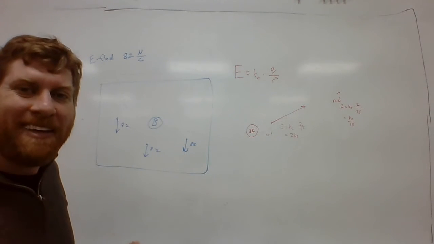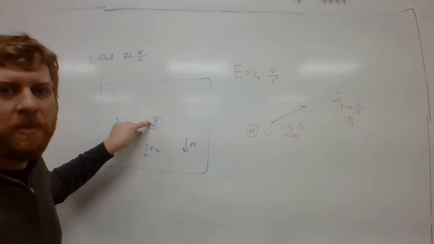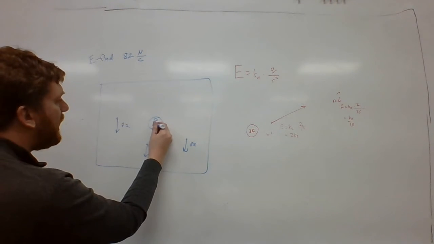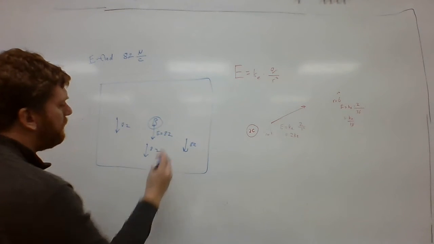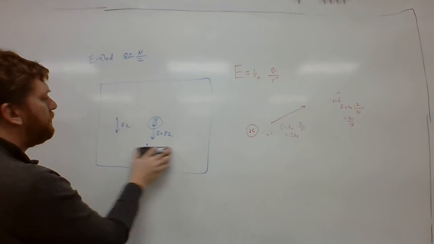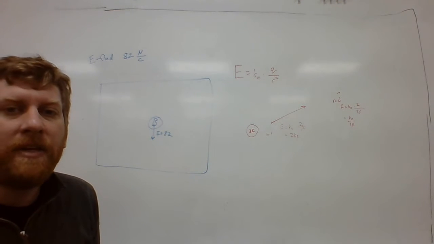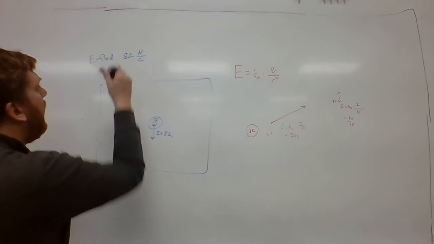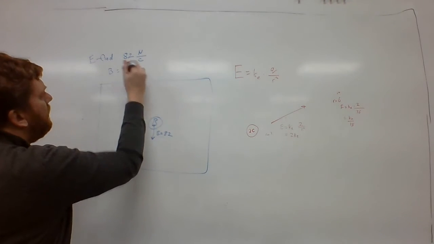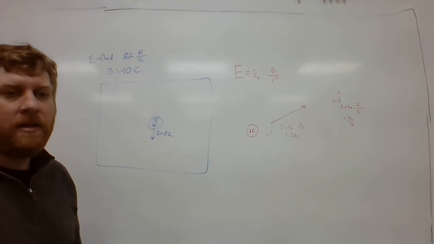Now, the part that I'm curious about is what is the electric field at the location of B? The electric field at the location of B, I'm going to write E equals 82. We know it's newtons per coulomb. My question, though, doesn't say what's the electric field at B. My question says, what is the force on B? I tell you that B is a charge of negative 10 coulombs.